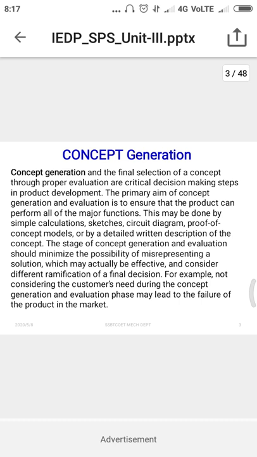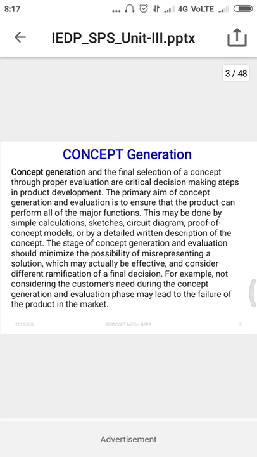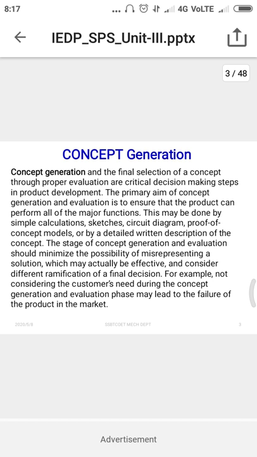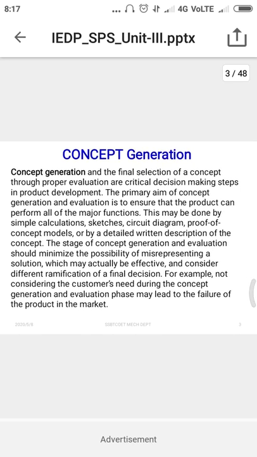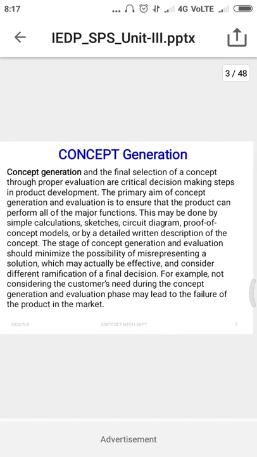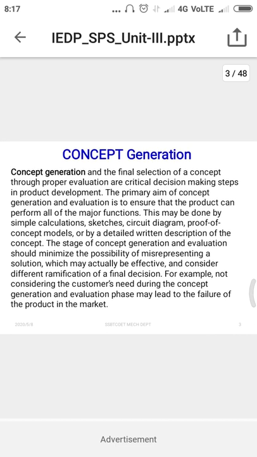This may be done by simple calculations, sketches, circuit diagrams, proof of concept, a concept model, or by a detailed written description of the concept. The stage of concept generation and evaluation should minimize the possibility of misrepresenting a solution, which may actually be effective, and consider different ramifications of a final decision. For example, not considering the customer's need during the concept generation and evaluation phase may lead to the failure of the product in the market.